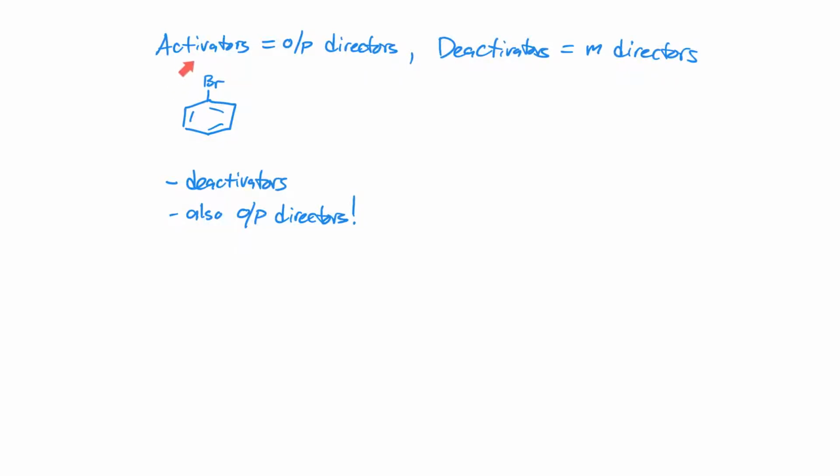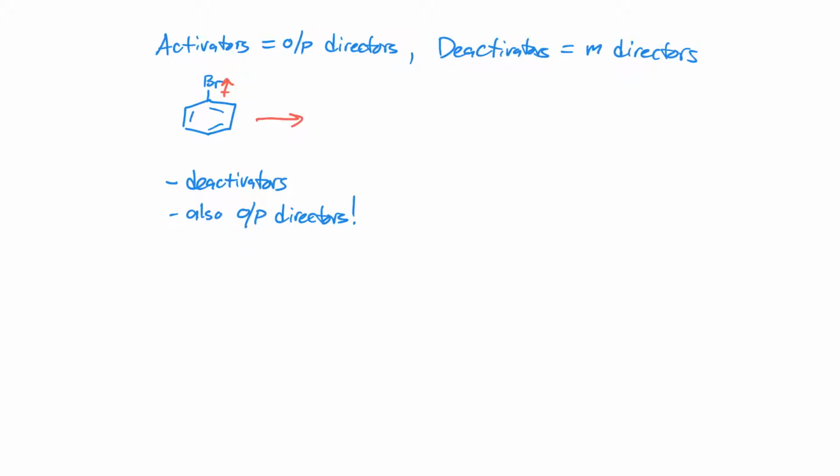So we've looked at activators being ortho-para-directors and deactivators being meta-directors, but there is an exception to that rule, and that is when we have a halogen attached to the aromatic ring. We discussed how they are deactivators because they withdraw electrons via induction, but it turns out when we run the experiment with an electrophile plus bromobenzene, we find that bromobenzene is actually an ortho-para director. So let's look at that a little more carefully.